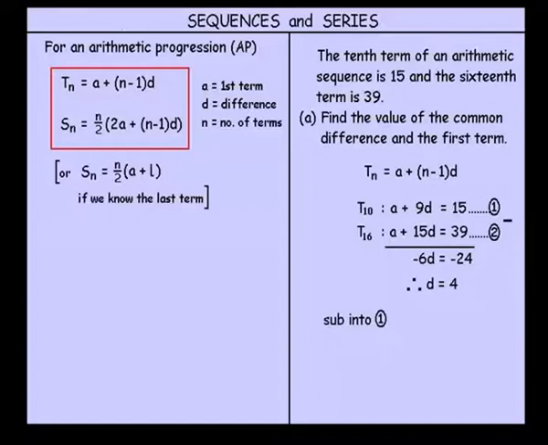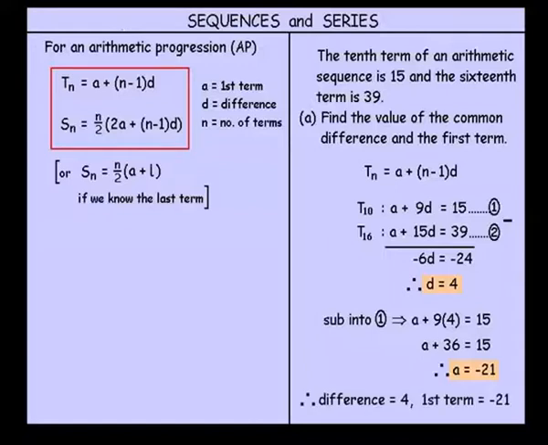We substitute this into equation 1 because we need to find a. So instead of d, we're going to replace that with 4. So we have a plus 9 times 4 equals 15. Works out to be a plus 36 equals 15, and solving that, therefore a equals minus 21. So as our final step, we should just jot down what we have. d equals 4, a equals minus 21, therefore the common difference is 4, and the first term is negative 21.